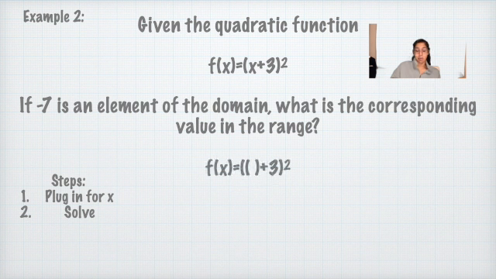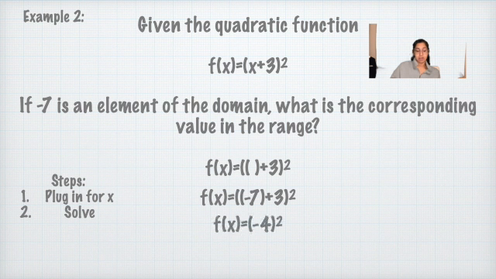So I'm going to put it right there, negative 7 plus 3, and then to the power of 2. So negative 4 squared would just be 16. And that's it. Because domain is your x value, so you're just plugging in for x.